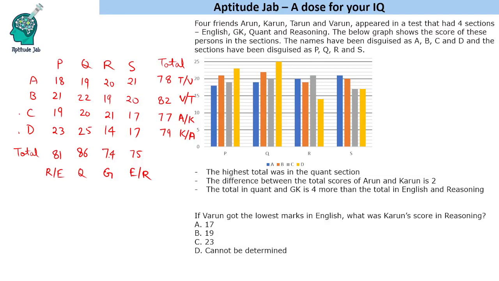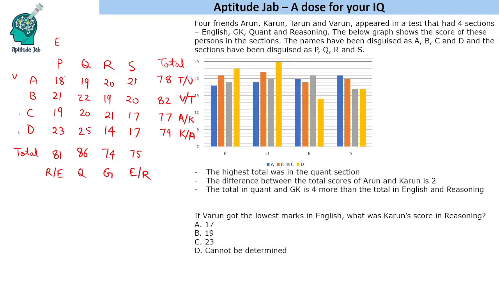Now we'll have to answer the questions based on the conditions that are given to us. If Varun got the lowest marks in English, what is Karun's score in reasoning? Now Varun can be any of these. We do not know which is English also. Now if you consider this subject as English, this must be Varun.